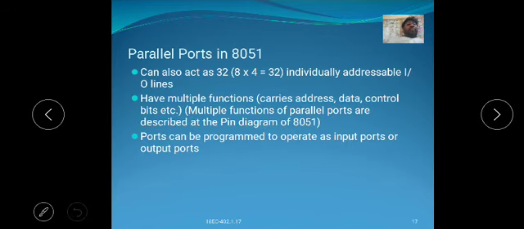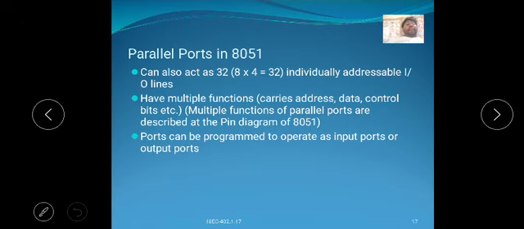The parallel ports in 8051, continued. Can also act as 8 into 4, total 32 individually addressable input output lines.